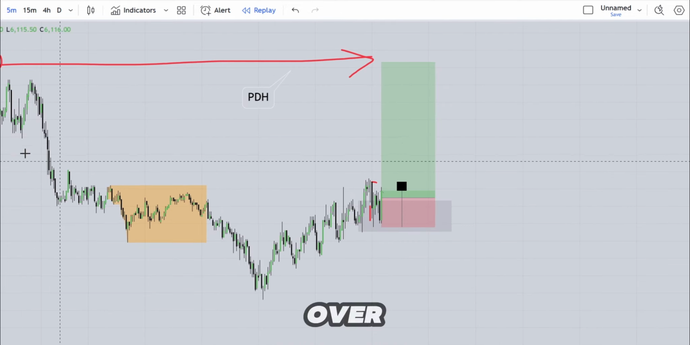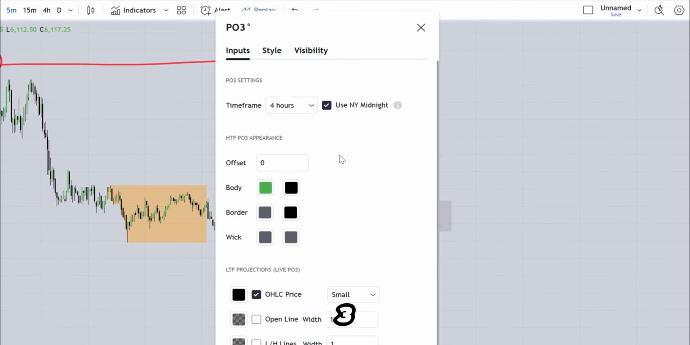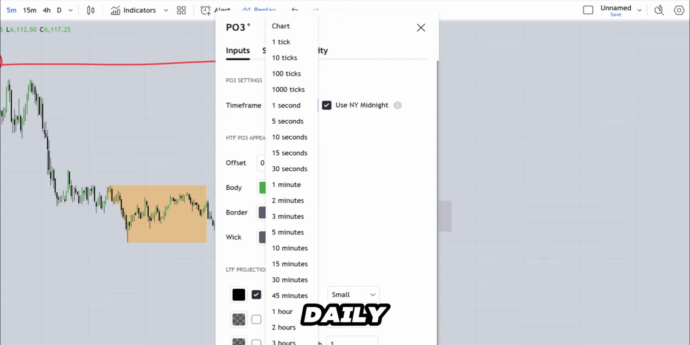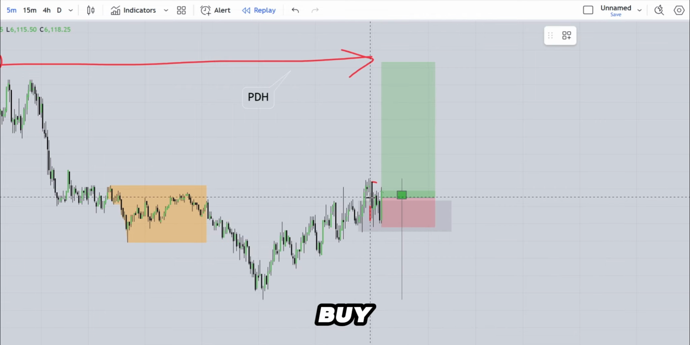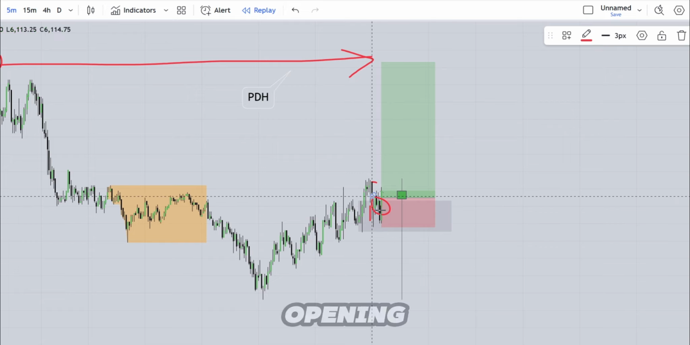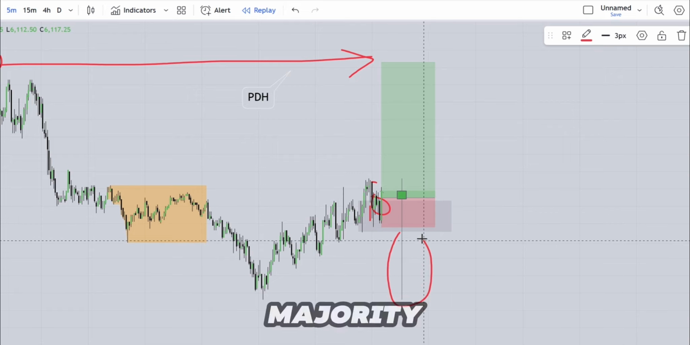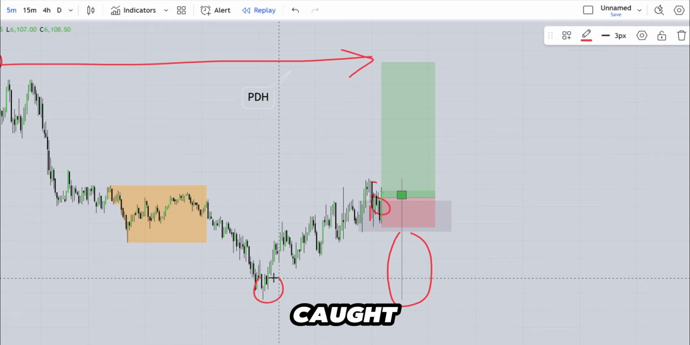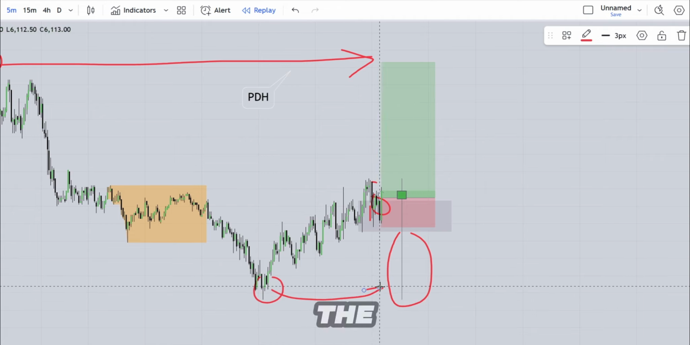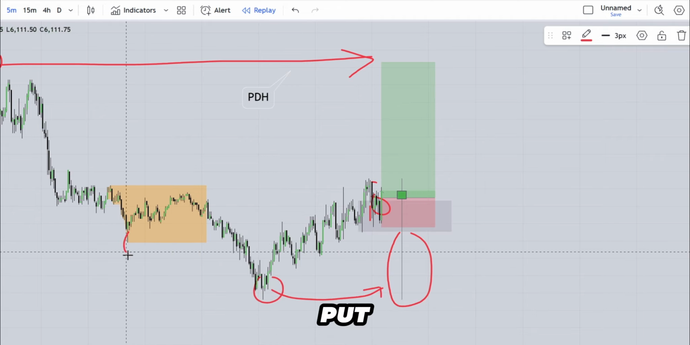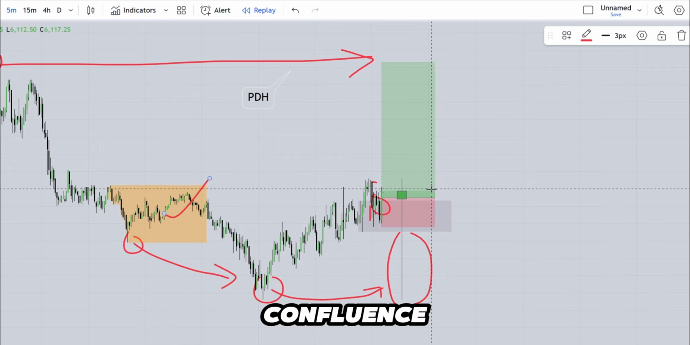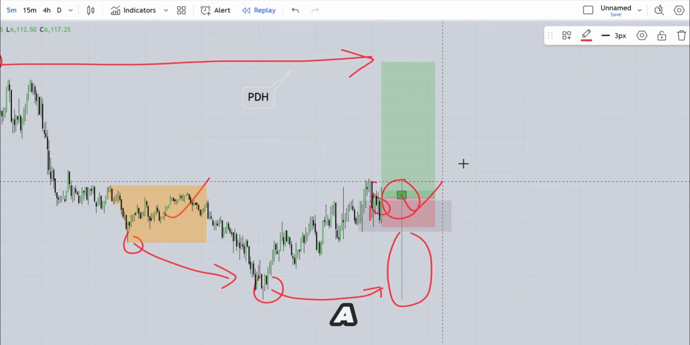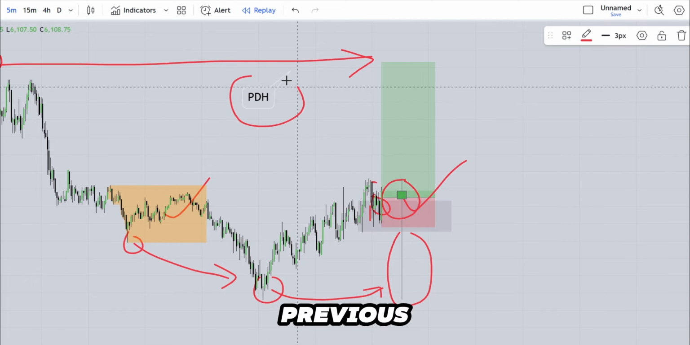So let's quickly go over this one more time, right? So again, the power of 3 indicator, let's use the daily power of 3, right? So the daily power of 3, what's happening is we're looking to buy slightly below the daily opening. Notice how we're kind of making the majority of this wick, and we've caught the low of the day, or we've assumed the low of the day has been put because we're below this Asian range. So we're using the Asian range as a confluence. We're using the power of 3 as a confluence. And now we're targeting the previous day high.